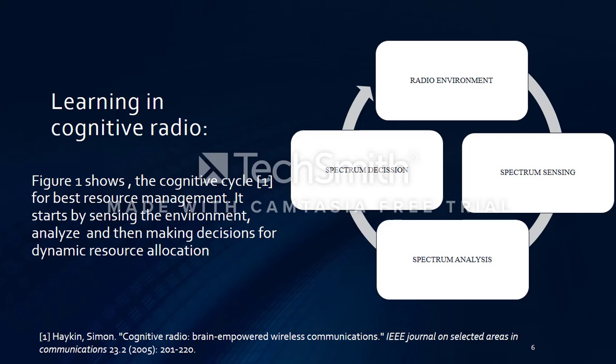Learning cognitive radio for best resource management, it starts by sensing the environment and analyzing, and then makes decisions for dynamic resource allocation.